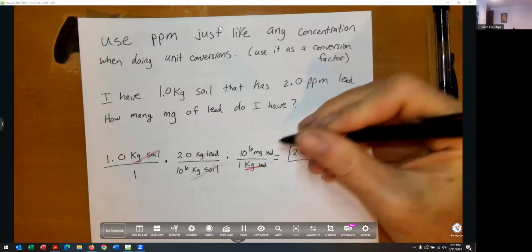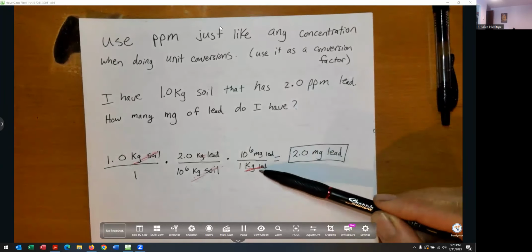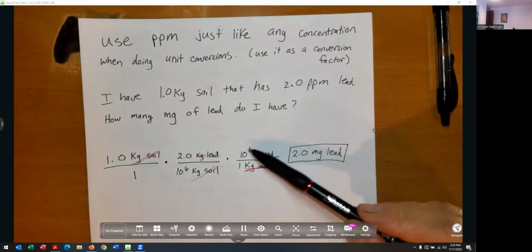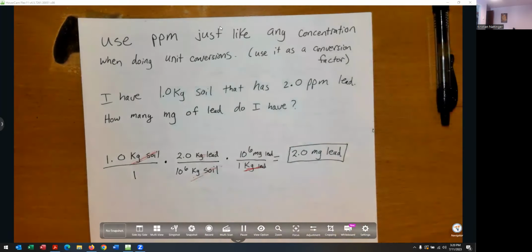You're left with milligrams of lead, and it just so happens that there's 10 to the 6 milligrams of lead in a kilogram of soil, so you can just divide 10 to the 6th by 10 to the 6th. Those cancel, and you're left with 1 times 2, or 2 milligrams of lead. And so a lot of times in science, we're going to try to always use the metric system to our advantage to get those units to the correct size.